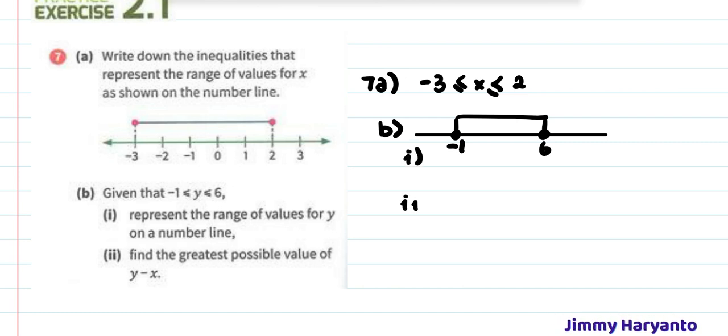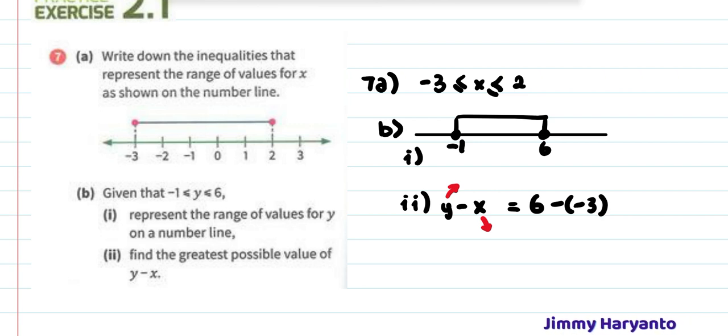And then for the II, find the greatest possible value of y minus x. Okay, so y minus x means y has to be the greatest, x has to be the lowest. The greatest of y is 6, the lowest of x is -3, and that also means the result is 9.